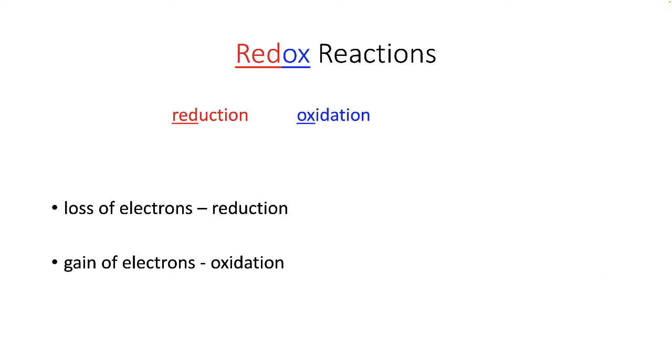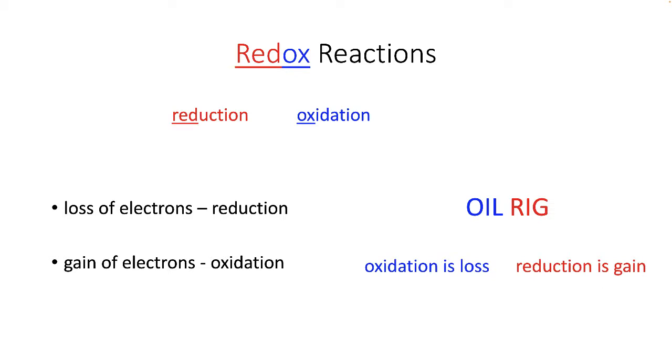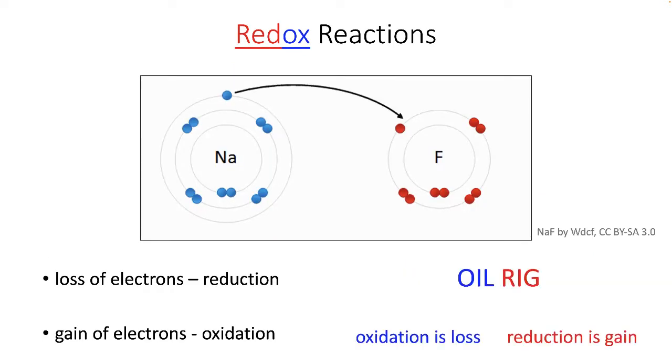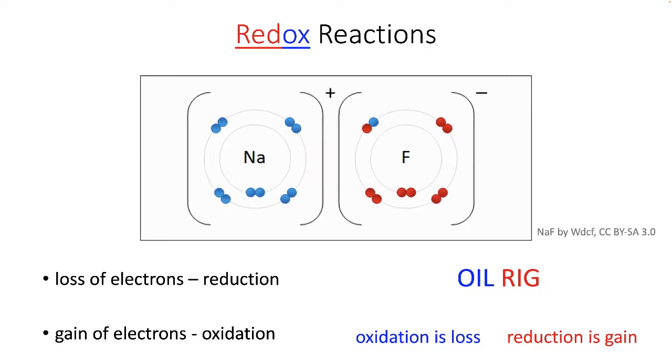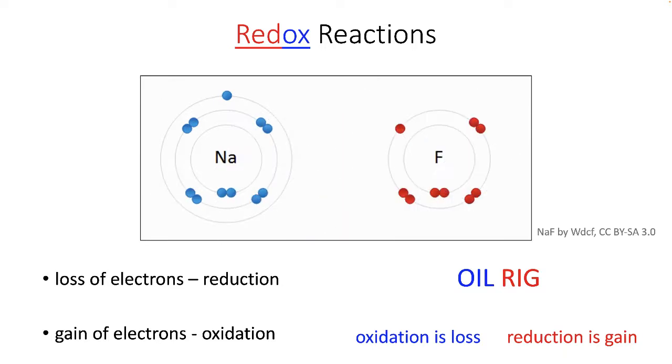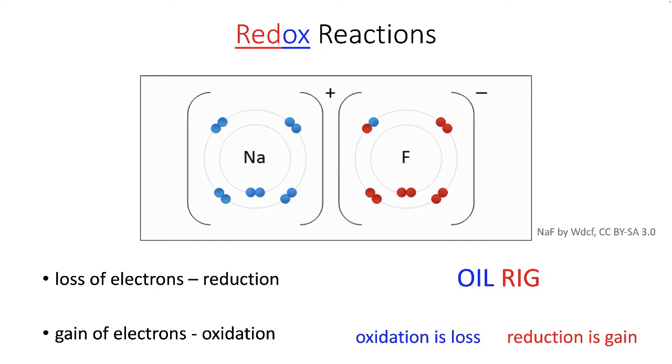You can also remember OIL RIG, which stands for oxidation is loss, reduction is gain. Hopefully that's a handy way for you to remember the difference between these two words. Let's look at a simple example. We've already learned about ionic bonds, which are the attraction between positively charged ions and negatively charged ions. And sometimes an ionic bond is preceded by electron transfer from one atom or molecule to another. In this animation, sodium is giving up an electron to fluorine.